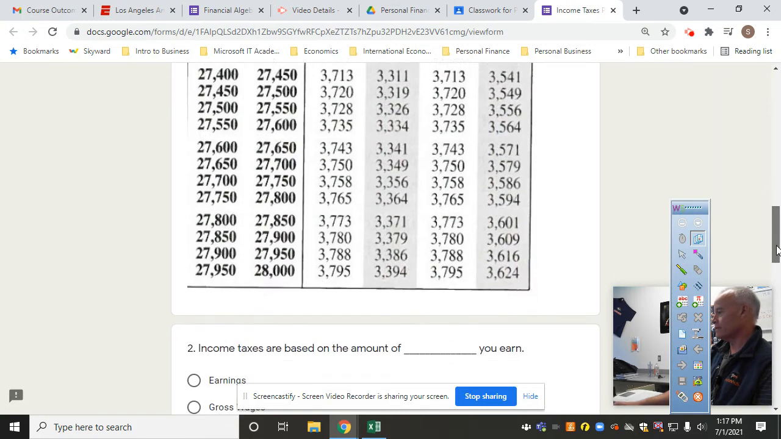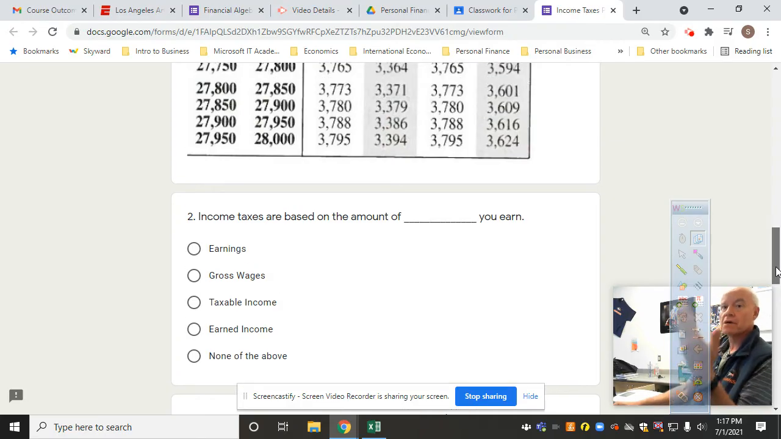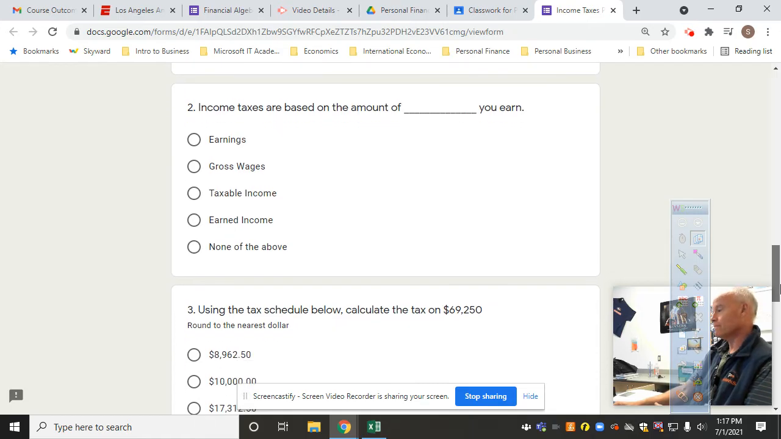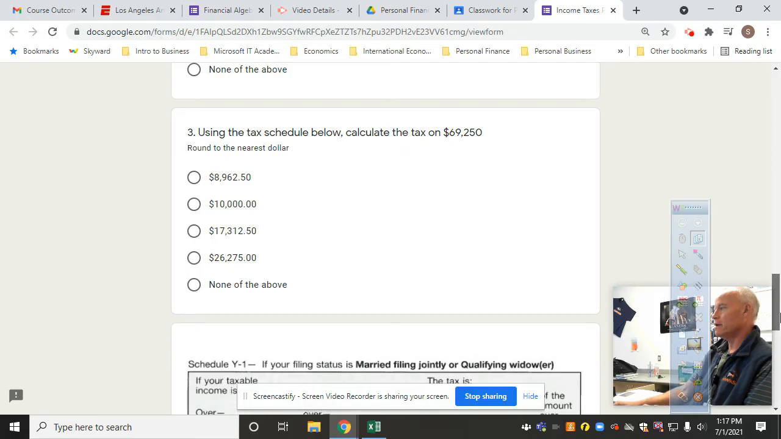Income taxes are based on the amount of blank you earn. That, of course, is taxable income, after all those adjustments, deductions, things like that are made. Personal exemptions, another one. Using the tax schedule below, calculate the tax on 69,250. And I should say taxable income, right?